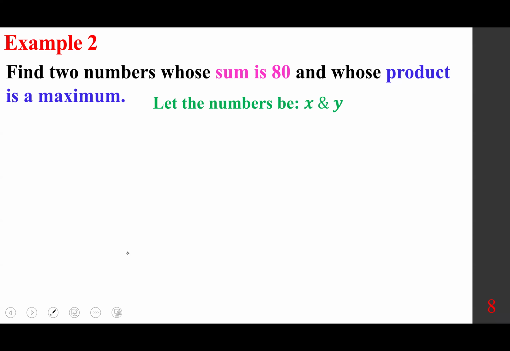What's the objective? Maximize the product. So maximize P equals x times y. We're going to use P standing for the product. You can say f of x, but it's not f of x yet. The sum is 80. That is the constraint. That is the limiting factor. So x plus y must be 80.